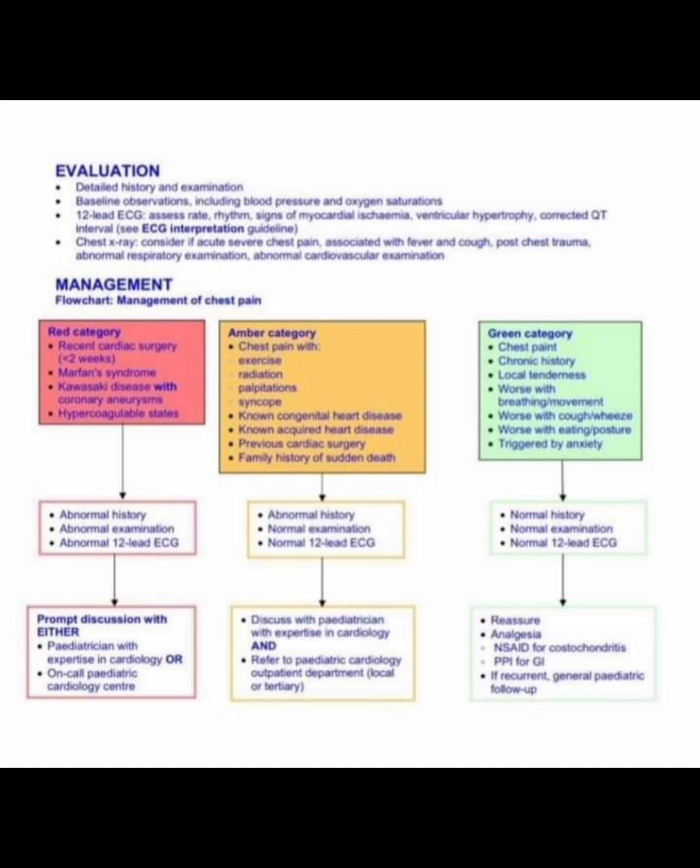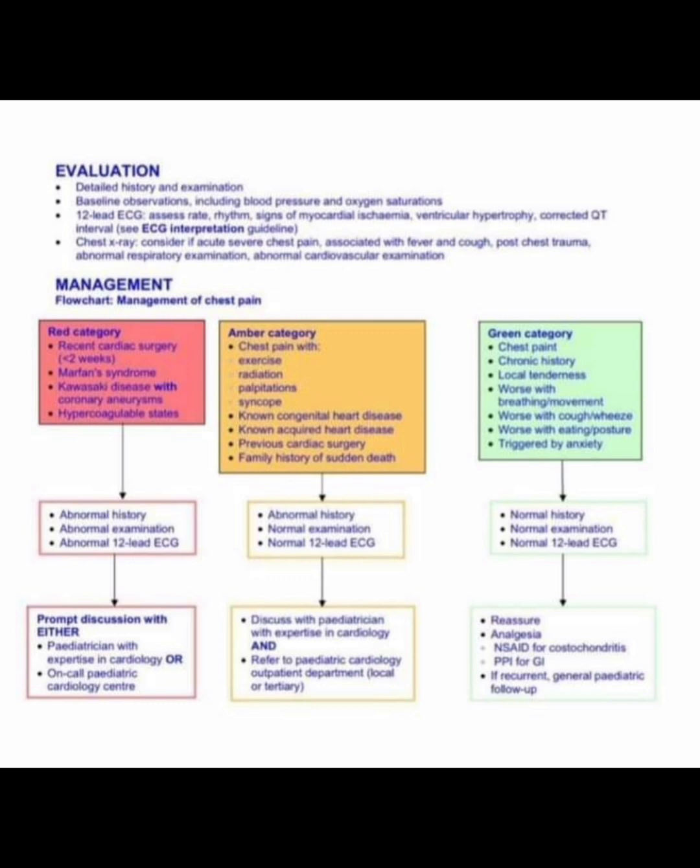cardiovascular examinations. Now management. Management is according to this flowchart, management of the chest pain, that is three-line: red category, amber category and green category. So if the chest pain is in the red category, what are the criteria? Red category: recent cardiac surgery less than 2 weeks, number 1. Number 2, Marfan syndrome. Number 3, Kawasaki disease with coronary aneurysms. And number 5 is hypercoagulable state.